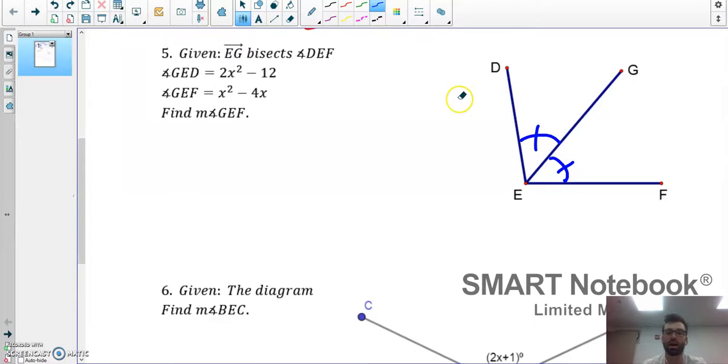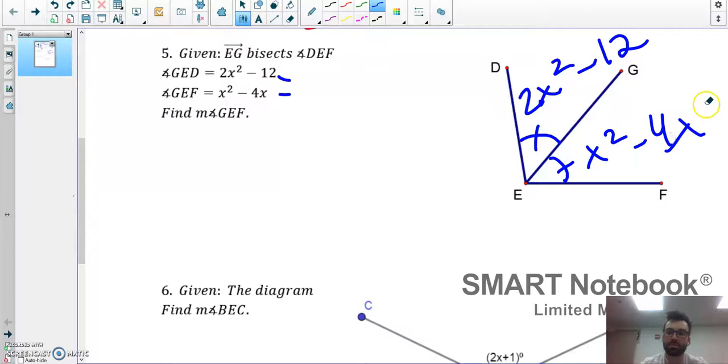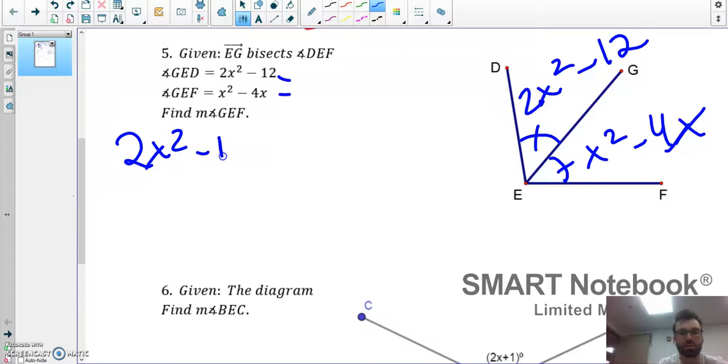I was also given these two equations, so I'm going to label my two angles: 2x squared minus 12, and then x squared minus 4x. Since those are congruent, and another word for congruent is equal, I can set those equations equal to each other. So 2x squared minus 12 equals x squared minus 4x.